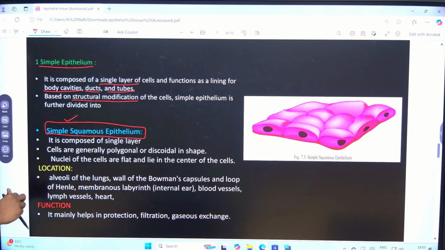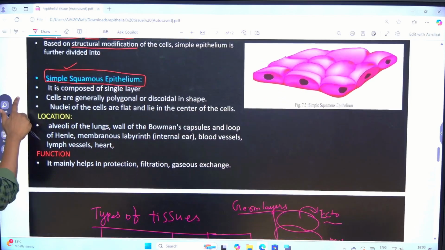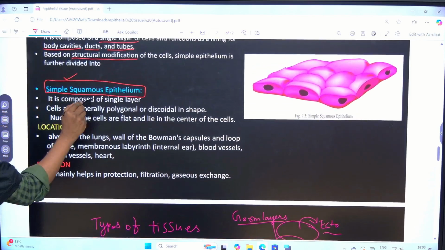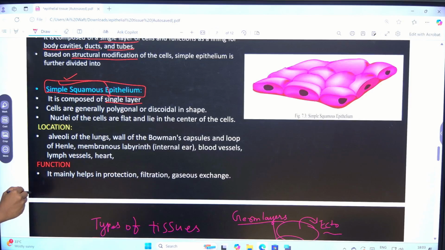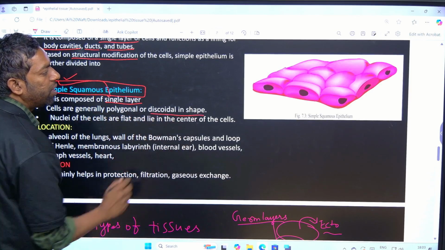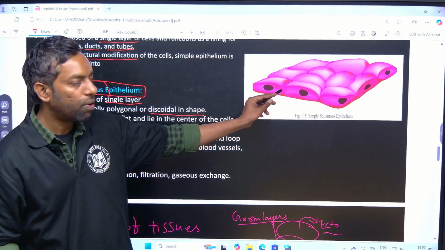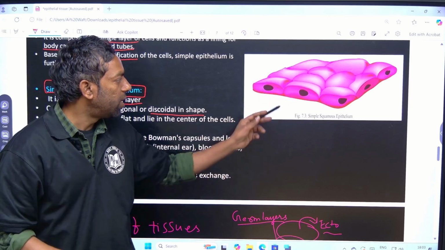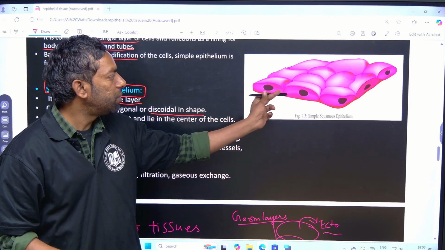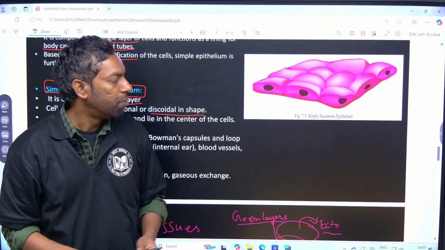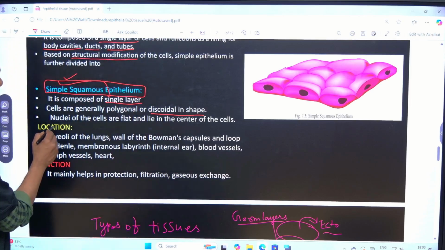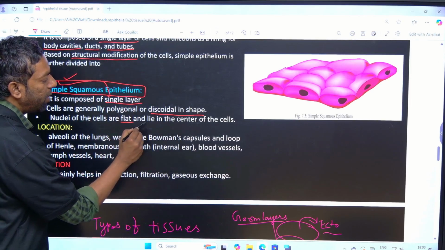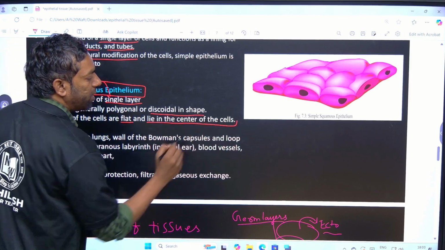Simple squamous epithelium tissue. Simple means single layer. The cells are polygonal or discoid in shape. Just look at this. This is a floor-tile-like structure. There is a nucleus in the middle of the cells. The nucleus of the cells is flat and lies in the center of the cells.